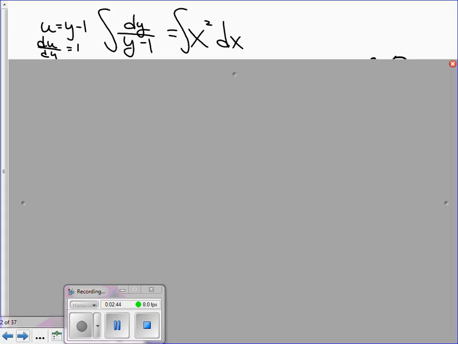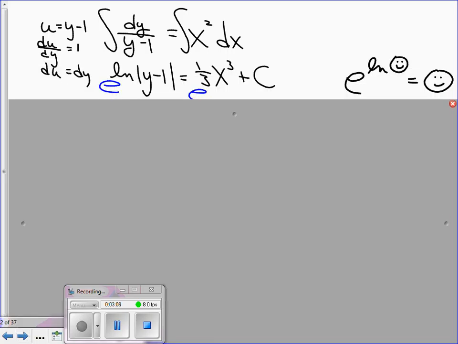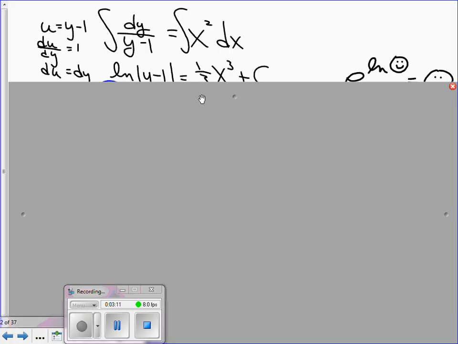Now on this side, this is like a du over u. Anytime you integrate a fraction where the numerator is the derivative of the denominator, you just get the ln of the denominator. So the left side, when you integrate it, is the ln of y minus 1. What about the right side? X to the third over 3. So you should have the ln of y minus 1, and don't worry about the absolute values with these, equals 1/3 x cubed plus c.